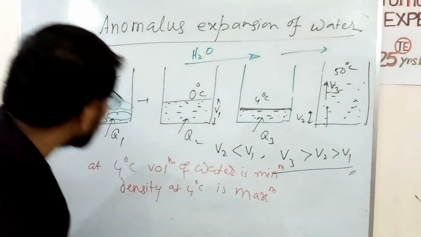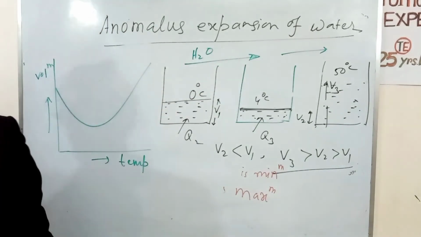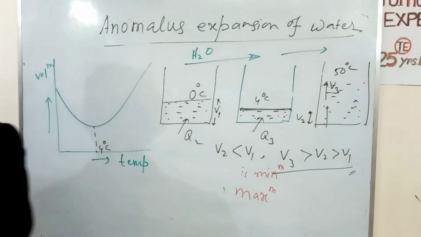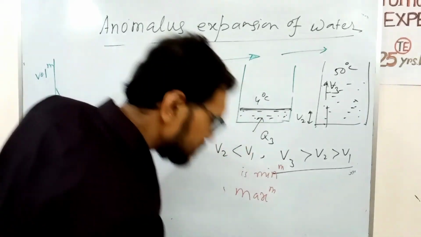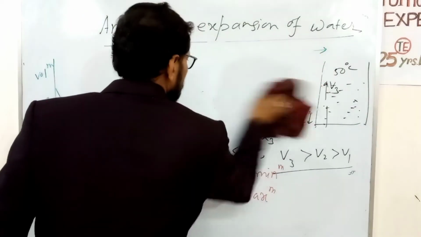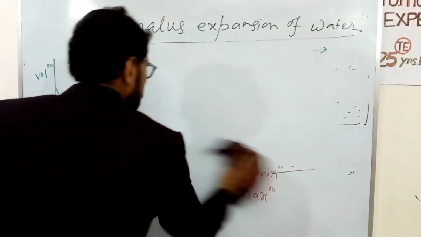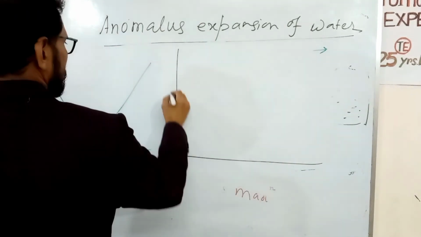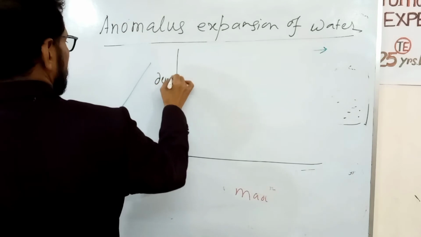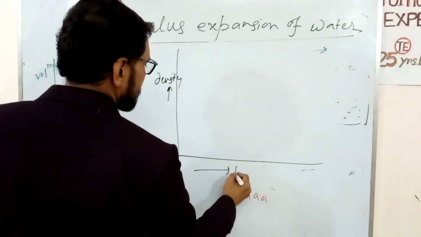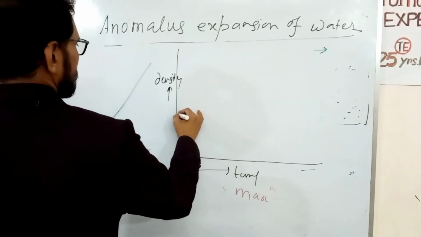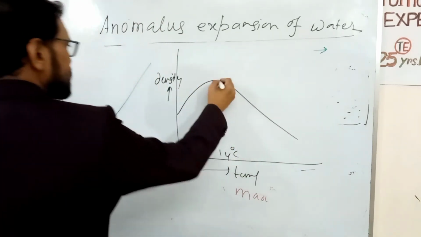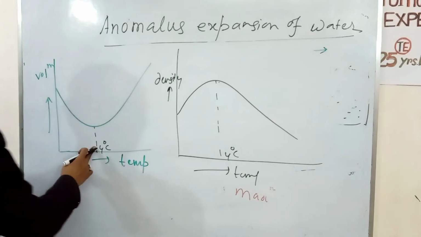So if we draw the graph of density versus temperature, at 4 degrees centigrade the volume is minimum, and the density is maximum.